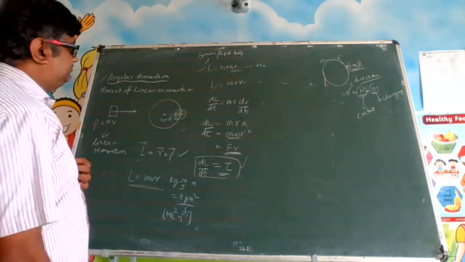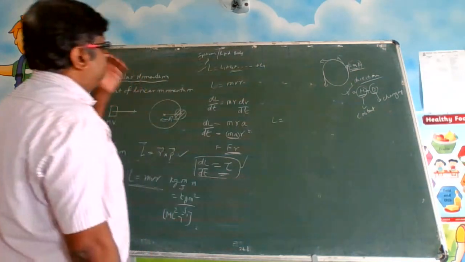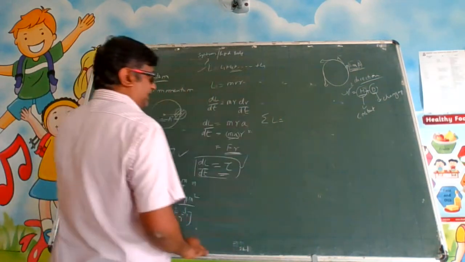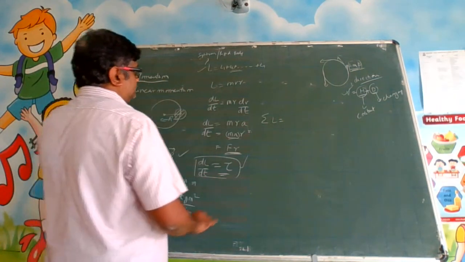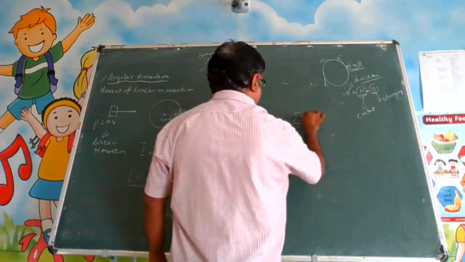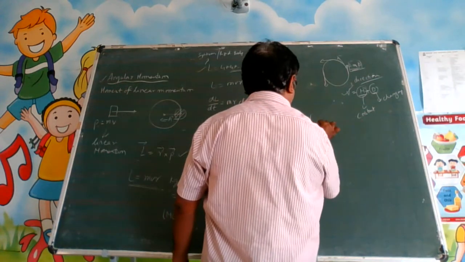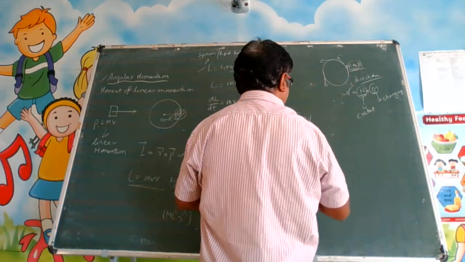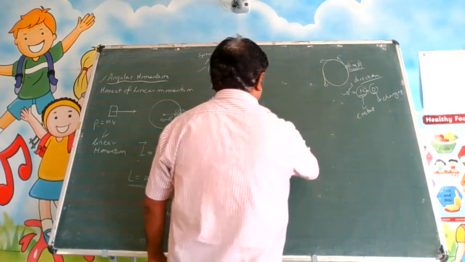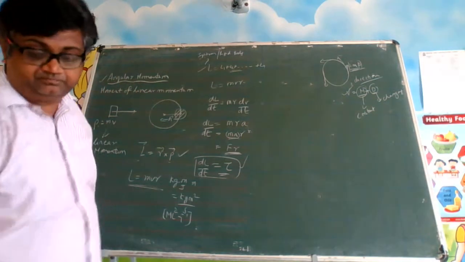Let us take this case. L is equal to L1 plus L2. That means you are writing sigma L is equal to sigma, can we write this as m into sigma r? So just make a note of this point.